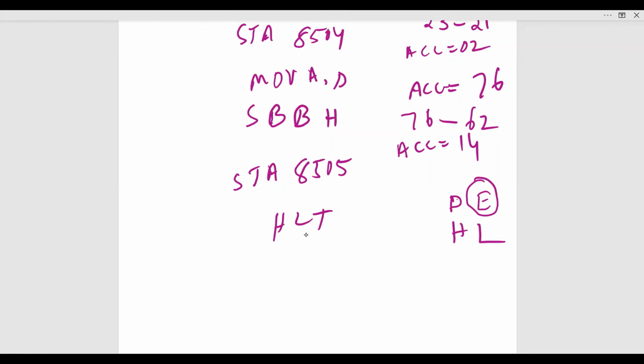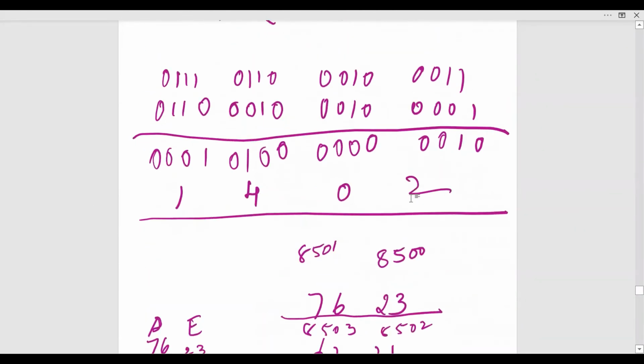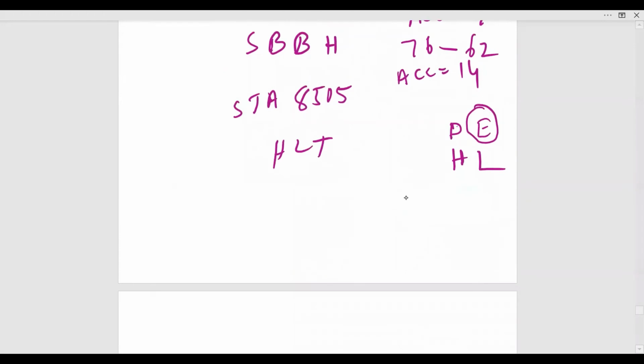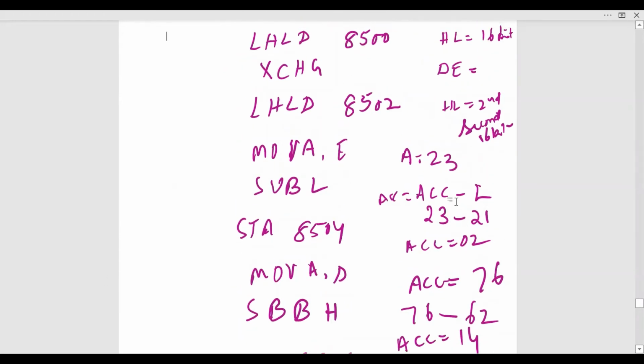So SBB, first we have to move D to the accumulator, then perform the subtraction with the contents of H. So SBB H, and once we get the result in the accumulator, store that in 8505. Now this consists of 04, the lower byte, that is 02, and this consists of the higher byte 14. So this is how the 16-bit subtraction can carry on. Now we can write the output.